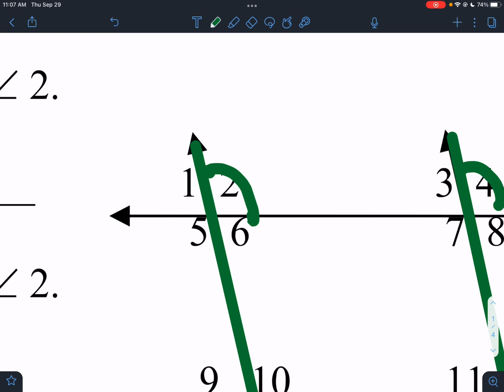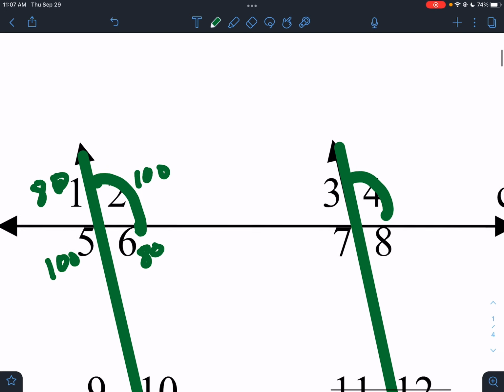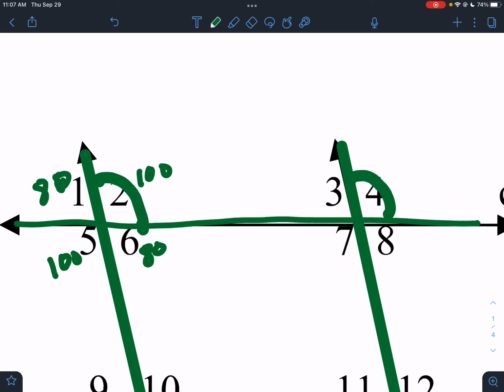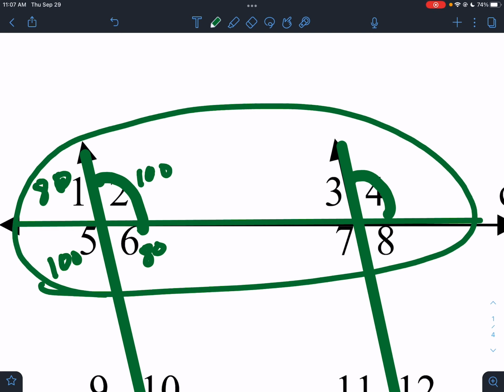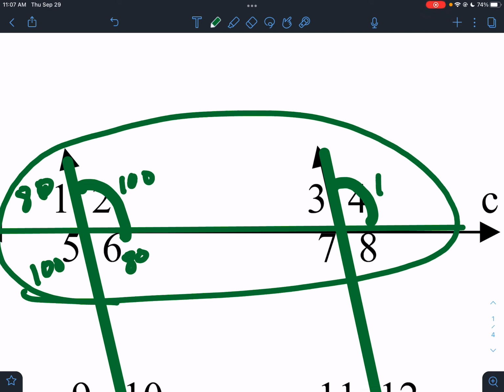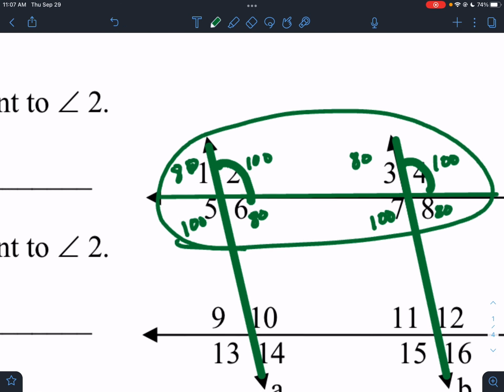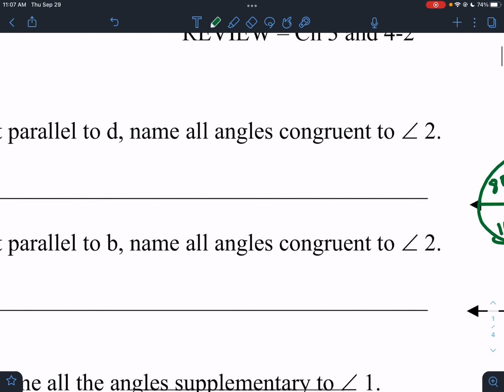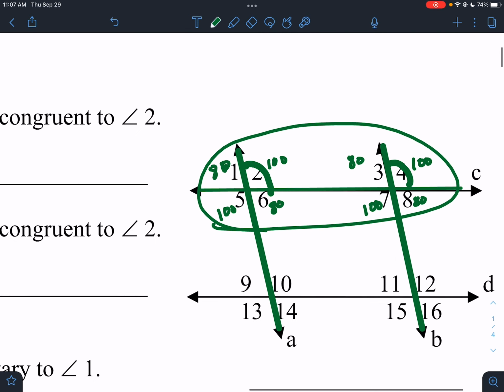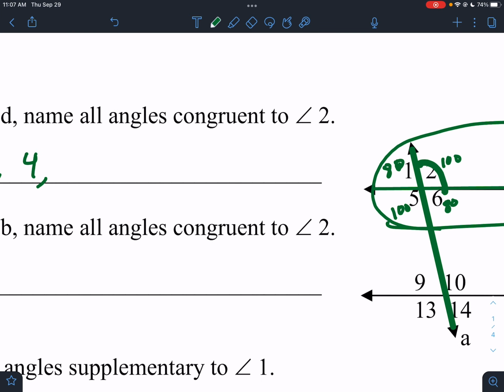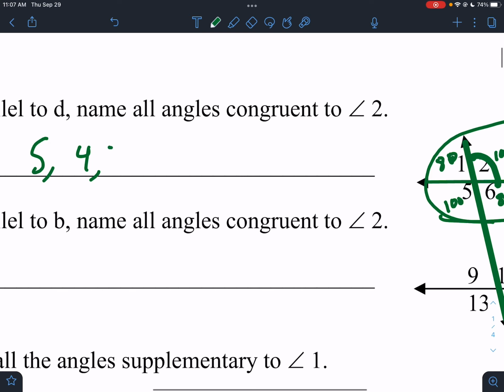For instance, if angle 2 here was 100 degrees, we would know that this is 100, this is 80, and this is 80. Because the transversal going this direction crosses two parallel lines, this is the same intersection. This would also be 100, 100, 80, and 80. So name all the angles congruent to 2. Well, that would be angle 5 because it's vertical. That would be angle 4, corresponding. And that would be angle 7, alternate interior. So 5, 4, and 7.